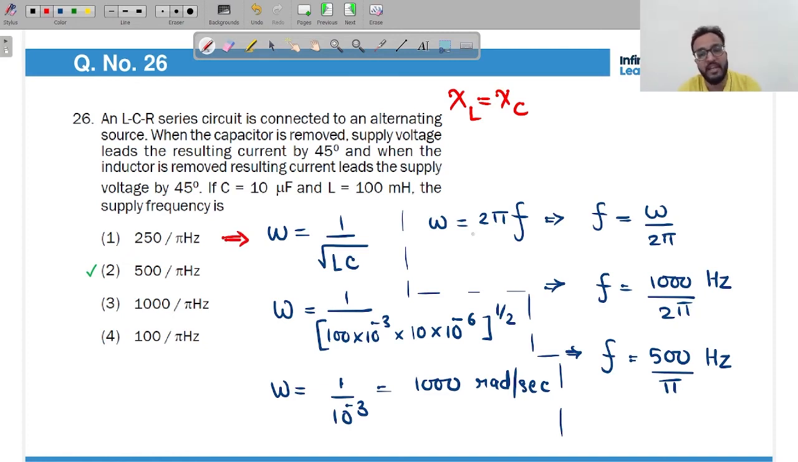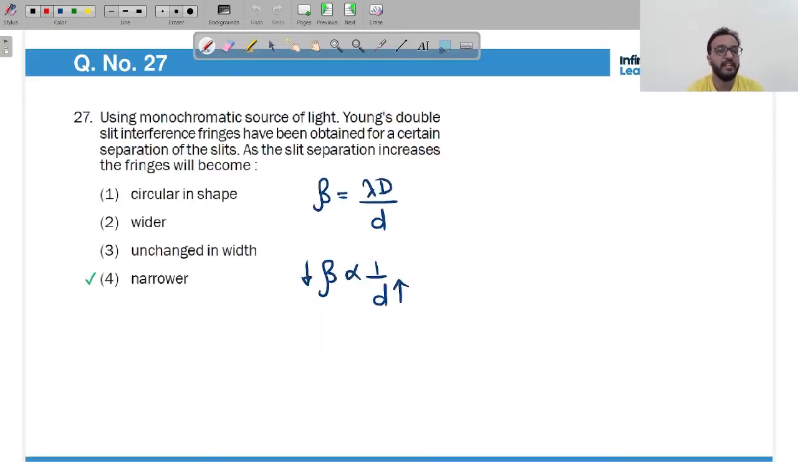Once you know omega, put the values. Omega is 2 pi f, get the value of f also. Got it, students? Because the change that is occurring after removing any one of them is by the same angle. That is why we can say they have the same magnitude or same effect in the circuit.